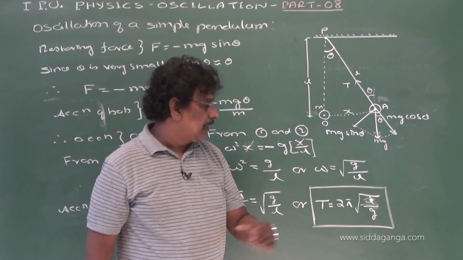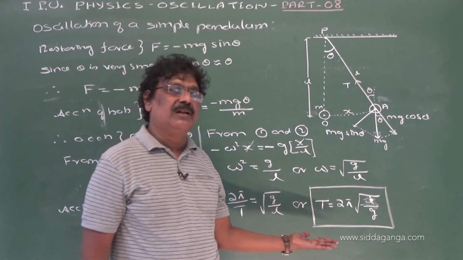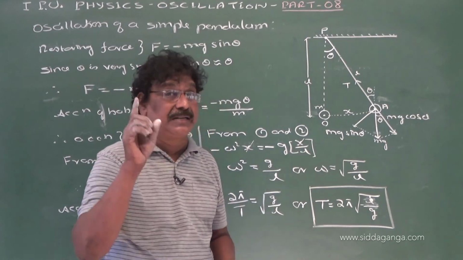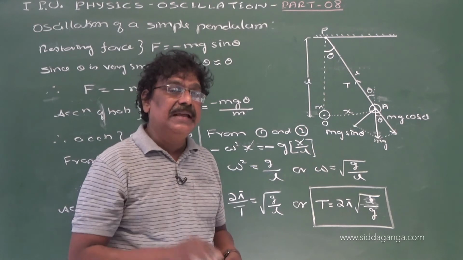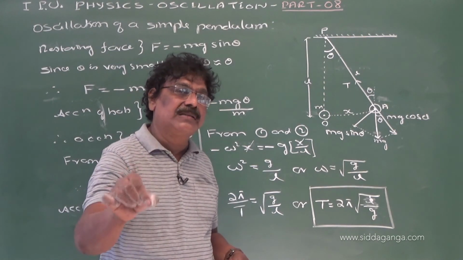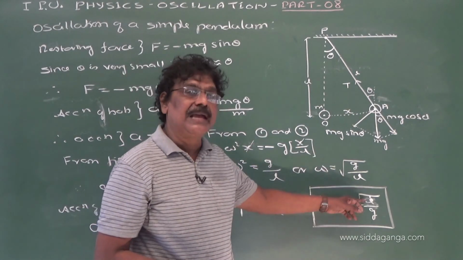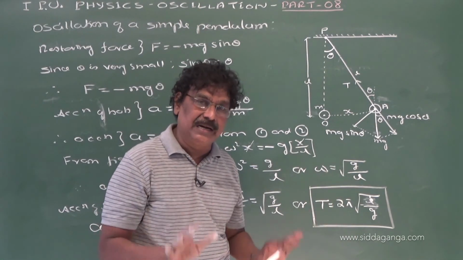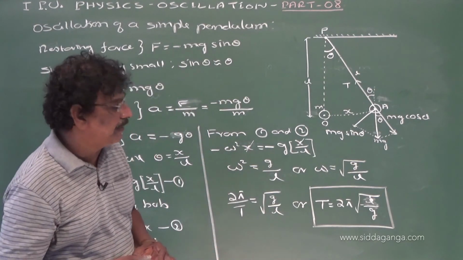Is that clear? Now again, we obtain the same expression for oscillation of a loaded spring, T is equal to 2 pi into square root of L by g, but where L is the increase in length of the spring when mass m is attached to the spring. But here L is the length of the simple pendulum, that is the difference. Again, g is acceleration due to gravity, right.